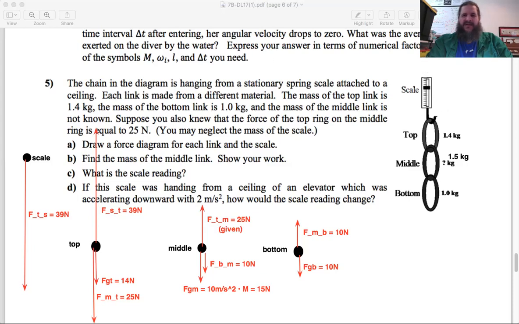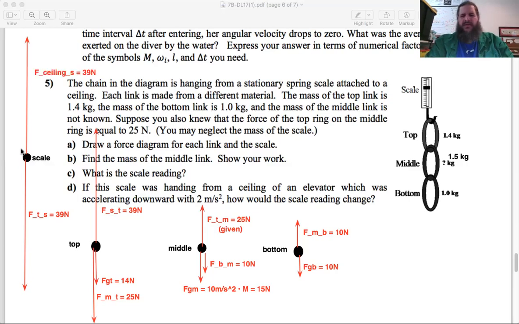The ceiling? Yeah, the ceiling itself is exerting a force. Presumably the scale is attached to the ceiling by a rope or another hook or something. So we would have an upward force from the ceiling on the scale. And how strong does that have to be? 39 newtons. Right, because the scale is not accelerating.